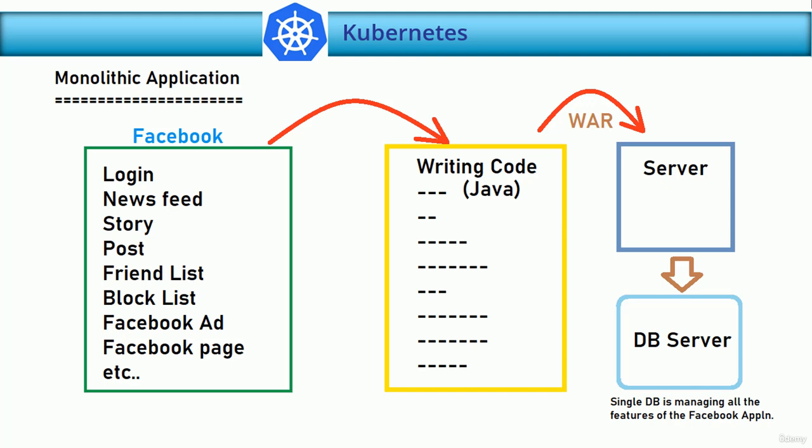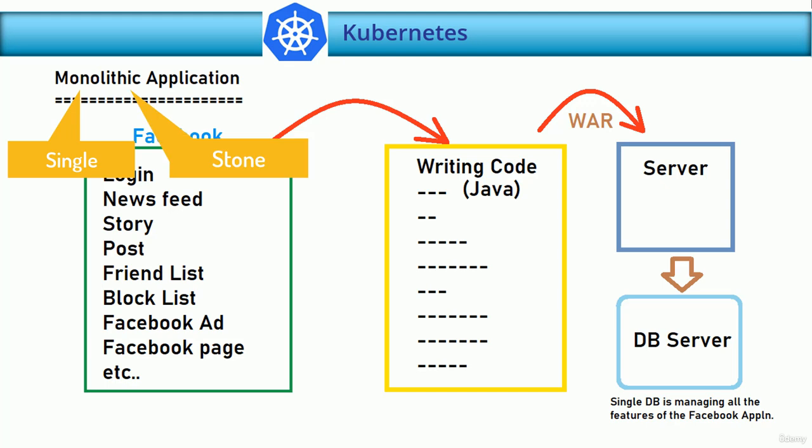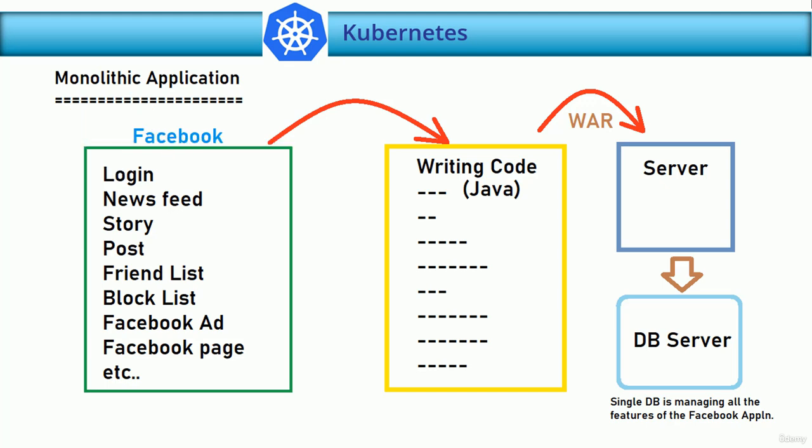Here, mono means single, and lithic means stone. So it means they developed the entire application as a single code and executed it on a single server. The developers wrote a single code for the entire application and deployed it on the server. That was the old approach to developing an application.